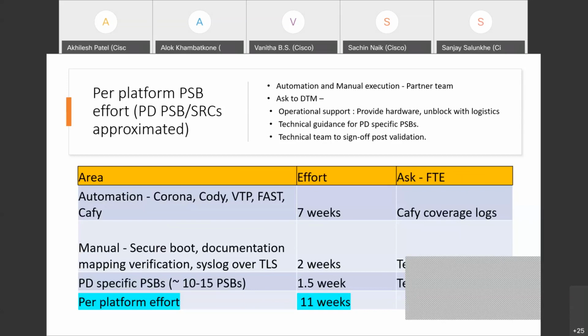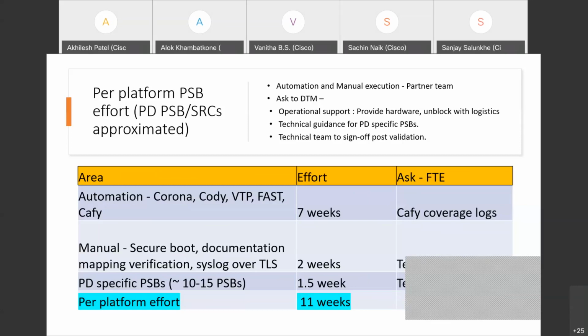Based on this, we put a high level effort required and the expectation. There are some areas which are automated, like Corona tool, Cody, VTP, Fast. Fast is an infrastructure created by the STO team. They themselves go and automate a few critical PSPs which are agnostic across platforms. So XR also picks that up and leverages it, that is Fast.